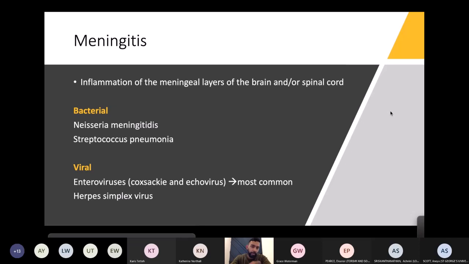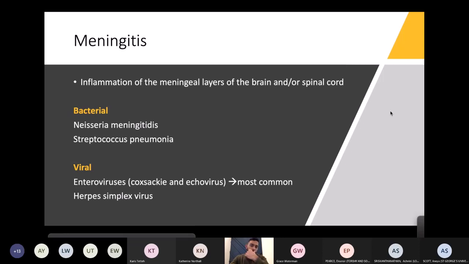Enteroviruses, when I first heard it, I wasn't really sure what it meant. It simply means infections that are acquired through the gut. So it's usually respiratory or nasal droplets taken in orally, going through the gut, and that's how you acquire these viruses.